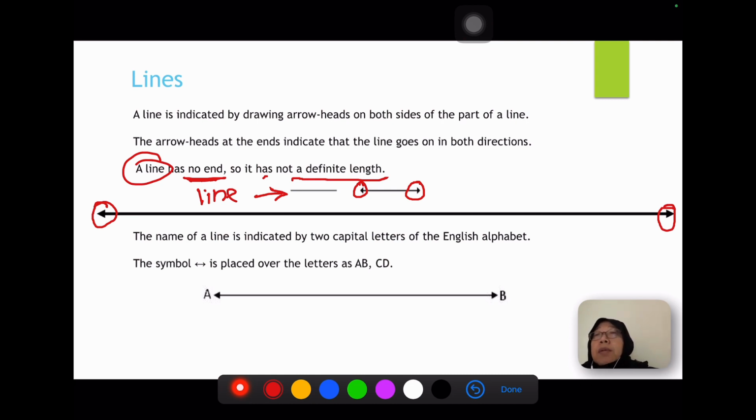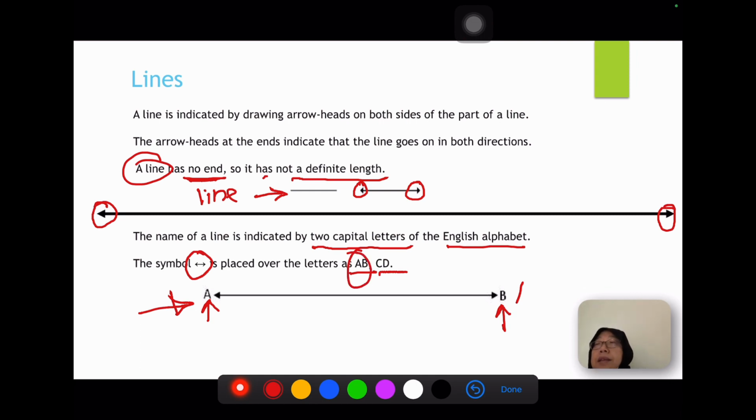The name of a line is indicated by two capital letters of the English alphabet. This symbol is placed over the letters as A, B or C, D. For example, this line, this is A, this is B. So this line is called the AB line.